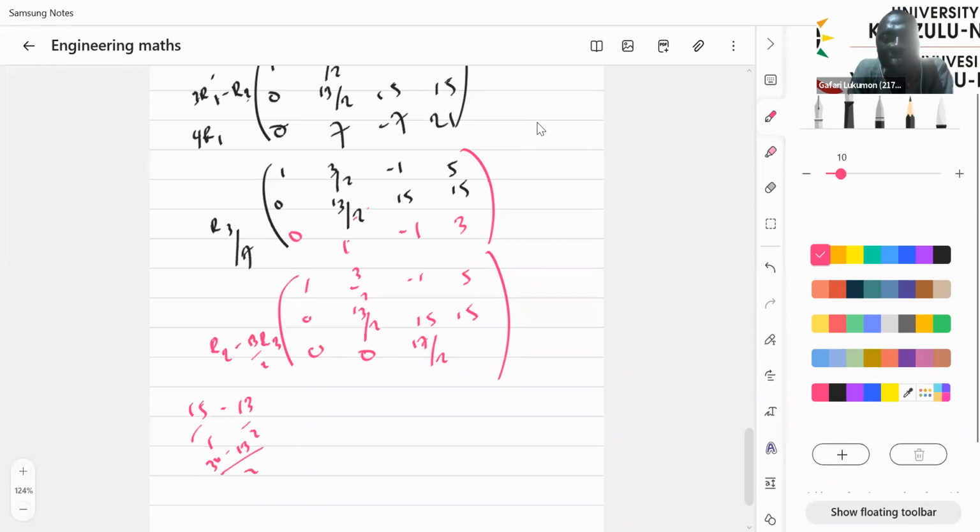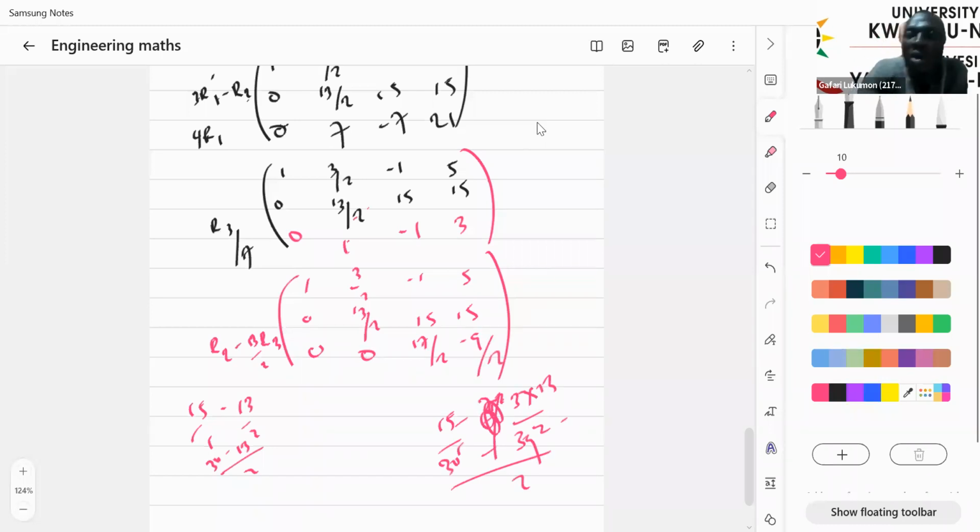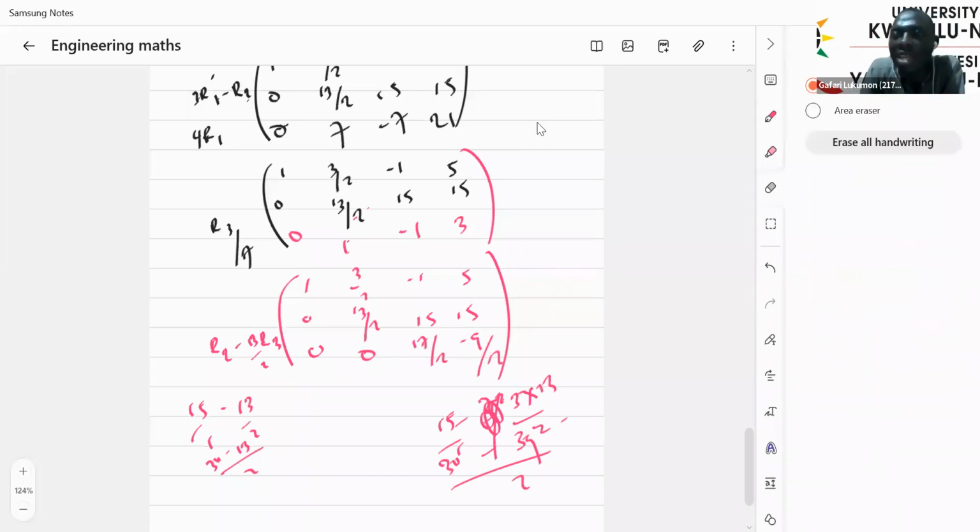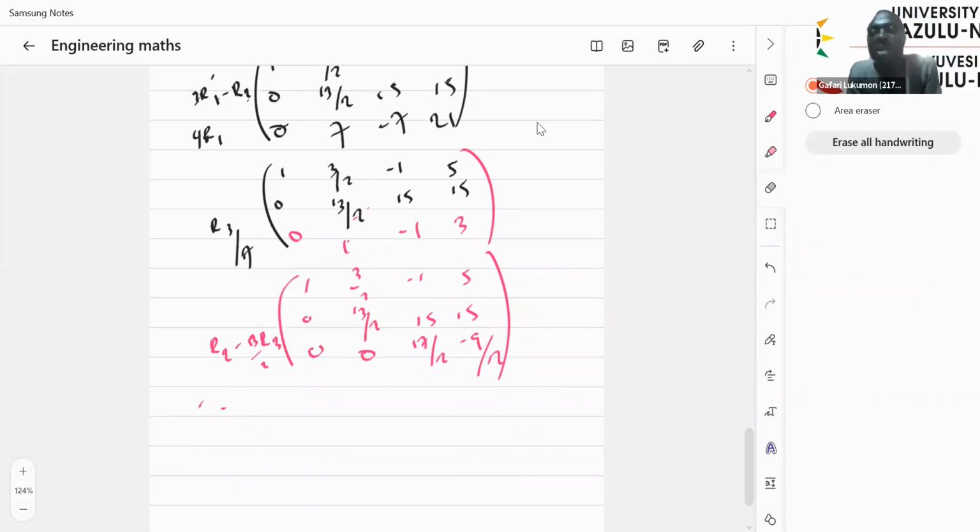So that is 15 minus 3 times 13 over 2, right? 3 times 13 over 2. Your SCM is also 2. That is 30 minus what? 39. That will give me minus 9 over 2. So we are getting there. We are getting there. Okay, now, what else can we do?